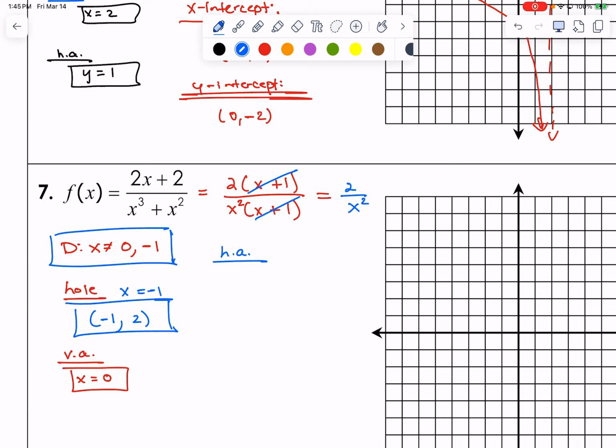Is that top heavy, bottom heavy, or the same on top and bottom? It's definitely bottom heavy. What do we put, class, when it's bottom heavy? 0. Very good. That's nice. And then the x-intercept will be where the top equals 0. Use your simplified equation, please.